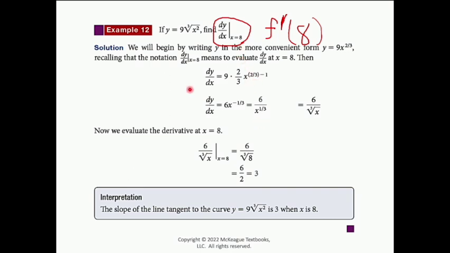So now we found the derivative, and the second part of this is we need to evaluate it at x equals 8. So I'm going to plug in 8 here. I'm going to have 6 over the cubed root of 8. The cubed root of 8 is 2, so then I have 6 over 2, which is equal to 3.